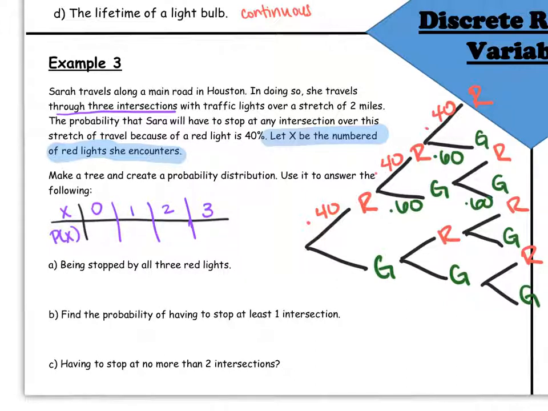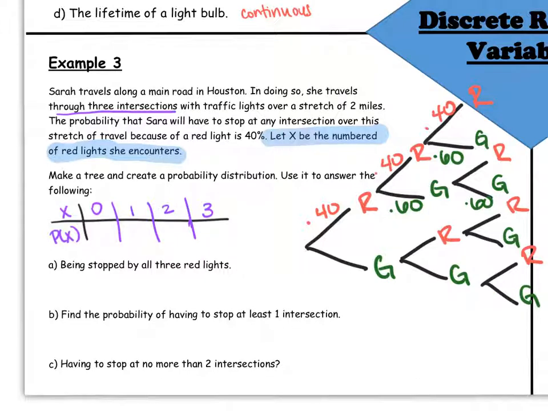Now, here's what we need to calculate. What is the probability she goes through 0 red lights? What branch is that on for us? The green branch. Green, green, green. Y'all got that? That's when she has 0 red lights, or when she doesn't stop at all. Everybody understand that? How do I calculate the probability for green, green, green?